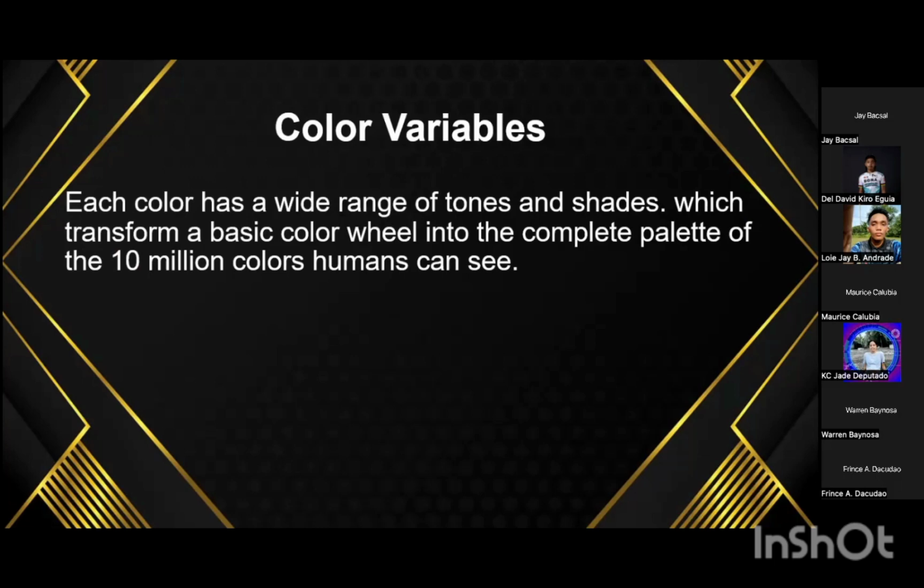So, color variables. Each color has a wide range of tones and shades, which transform a basic color wheel into a complete palette of the 10 million colors humans can see. With color variables, you can set colors that synchronize across your document. When you make changes to a color variable, those changes appear across all of the layers that use it. So you can create color variables that are local to a specific document or share them in a library to use in other designs. Next slide, please.